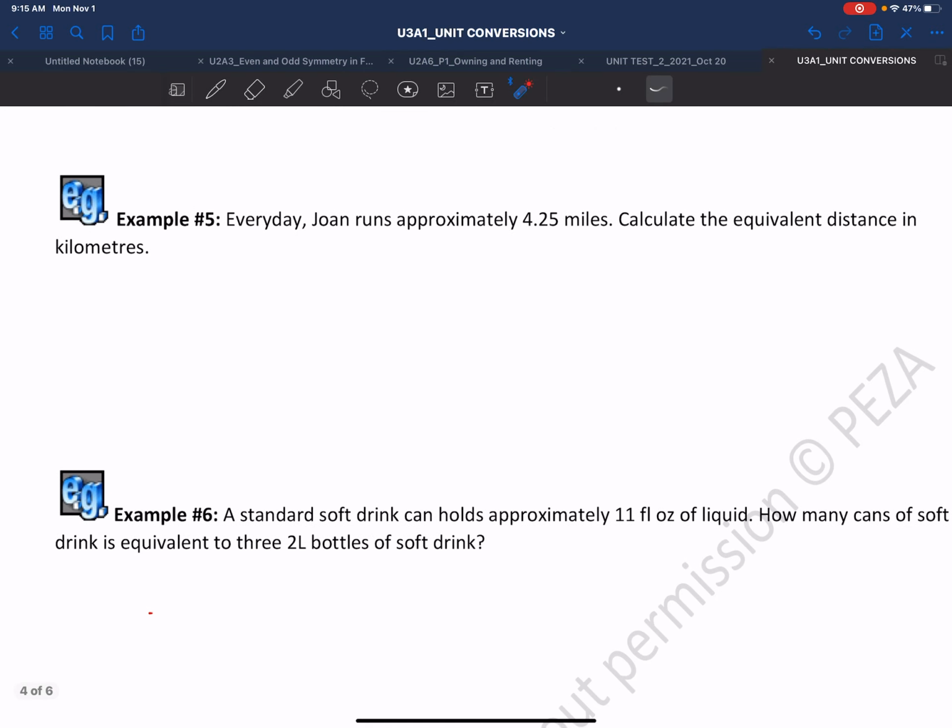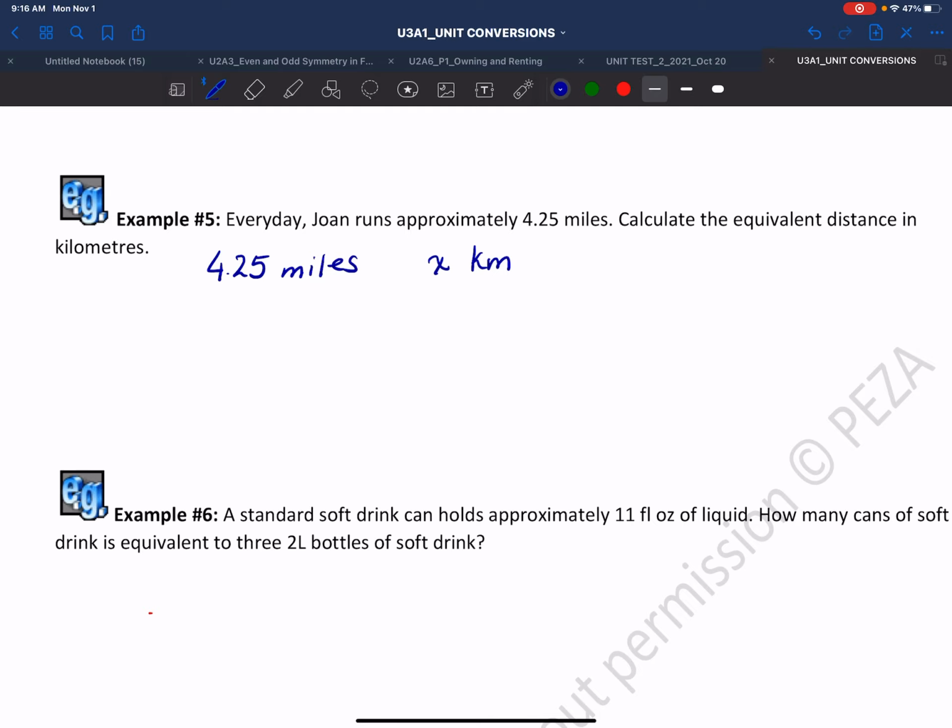Before we get started, remember that it doesn't matter what units we're converting, whether we're converting within a system or between the two systems, we always follow the same strategy. So in example number 5, every day, John writes approximately 4.25 miles. So we write the information given. And we want to find the equivalent distance in kilometers. Because we don't know how many kilometers this would be, we say X kilometers.